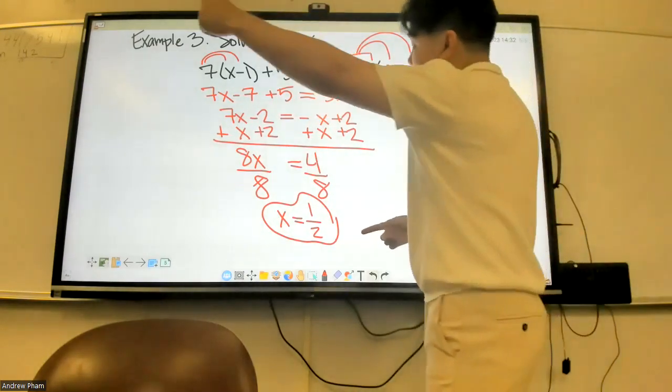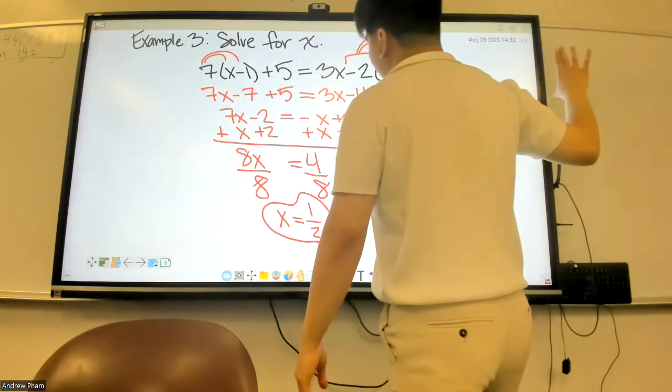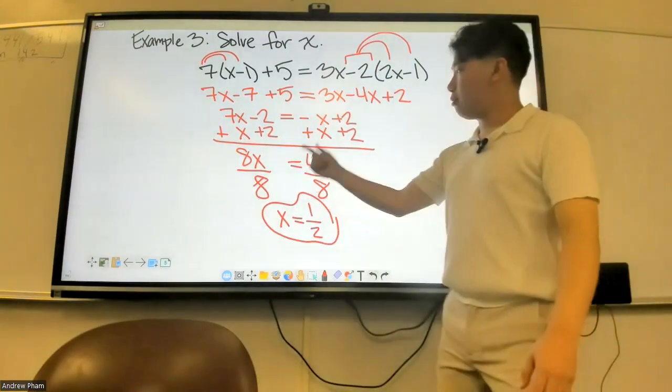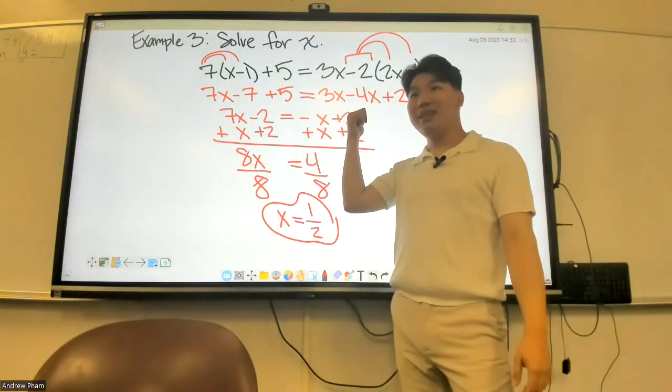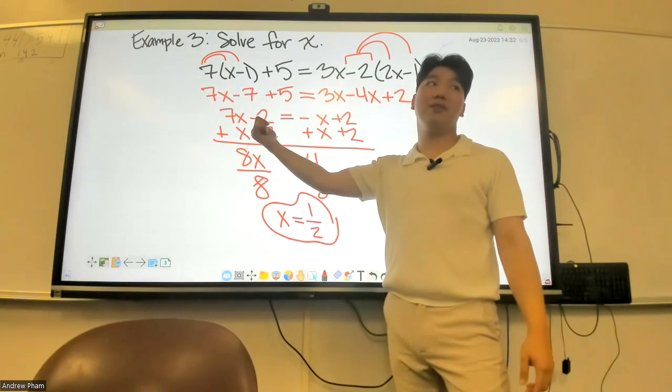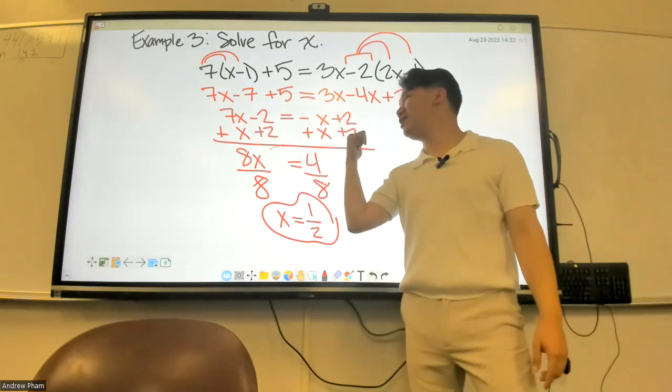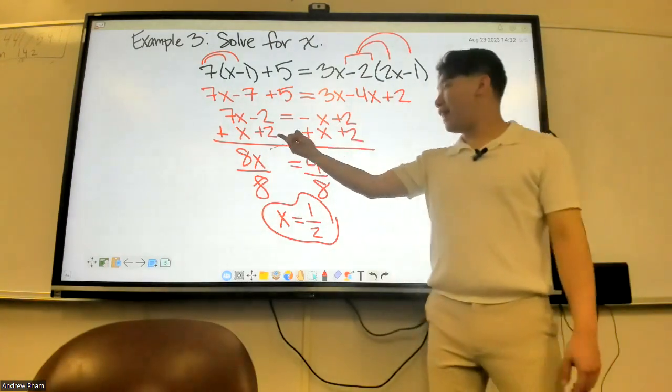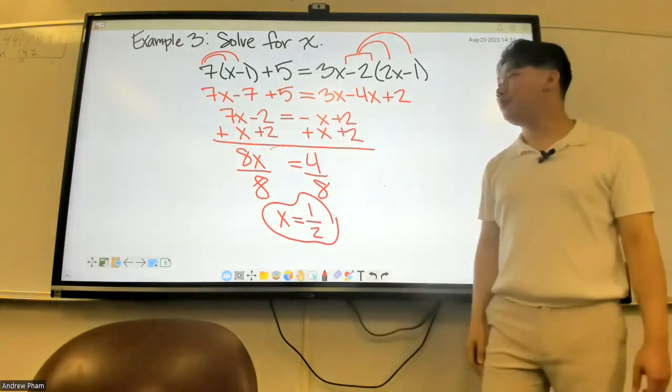Well, if I move my x's to the left, I need my numbers to the right. So this number is already on the right. I don't need to touch it. But this number, this -2, to move it to the right, I need to add 2. So that's why I have +2 here and here.